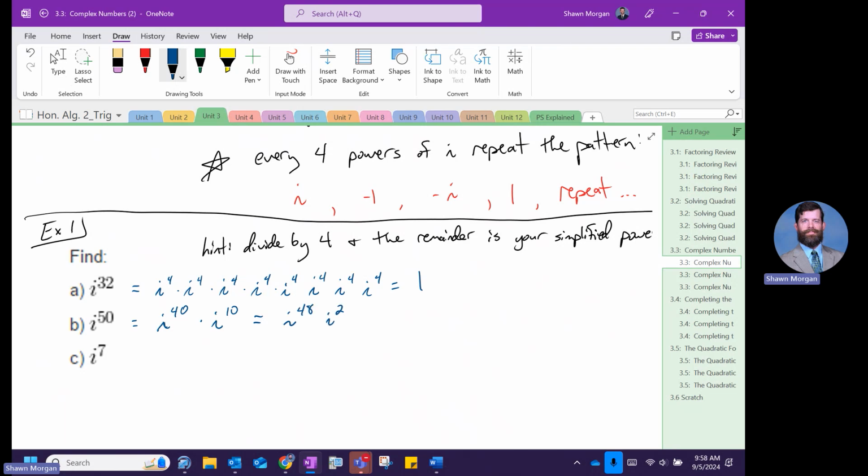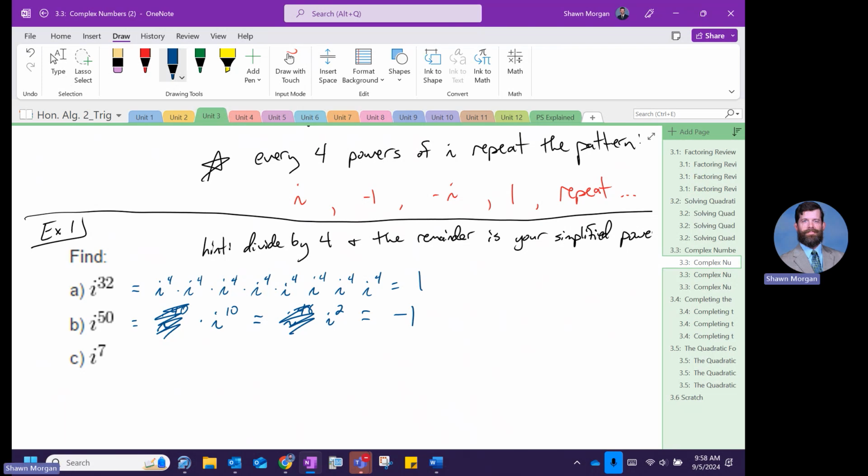The point being, i to any multiple of 4 is equal to 1 and therefore becomes trivial. That is like just saying times by 1. So i to the 10th is the same thing as i to the 2nd. And what's i to the 2nd the same thing as? -1. So you see, guys, what I'm doing is look at the hint. It says divide by 4 and consider what the remainder is.